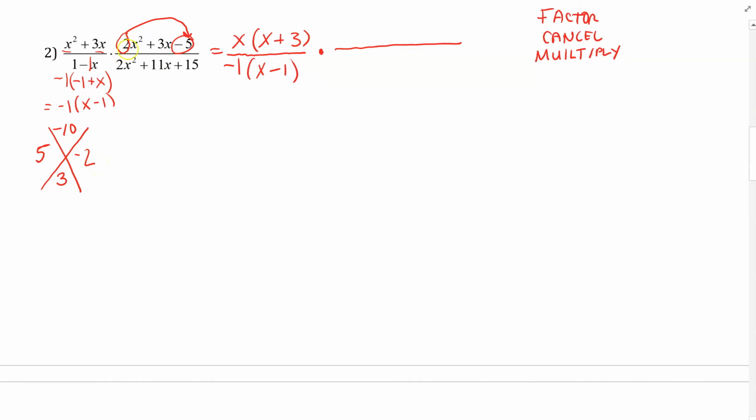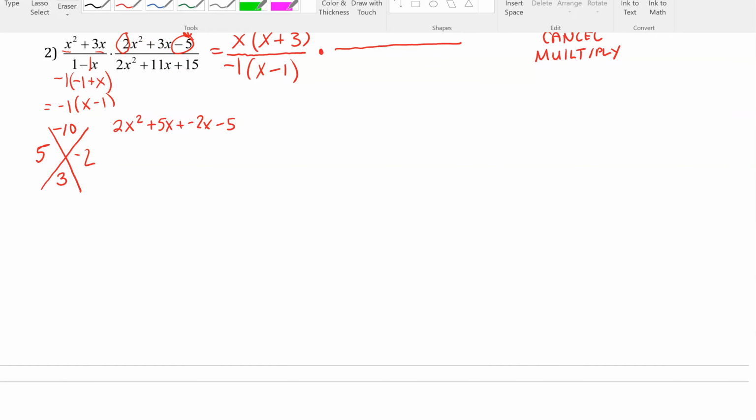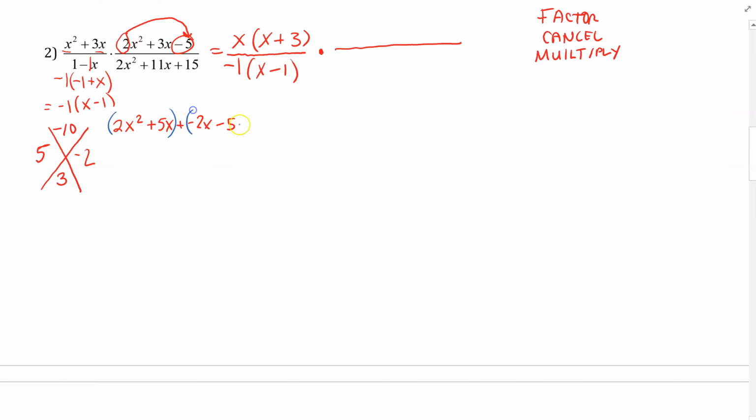And then because the a value is 2, I'm going to have to do the grouping, right? So I'll have to do 2x squared plus 5x plus negative 2x minus 5. Remember, the 2x squared stays the same. The minus 5 stays the same. It's the 3x that splits into these two numbers. And then we group, group, group.